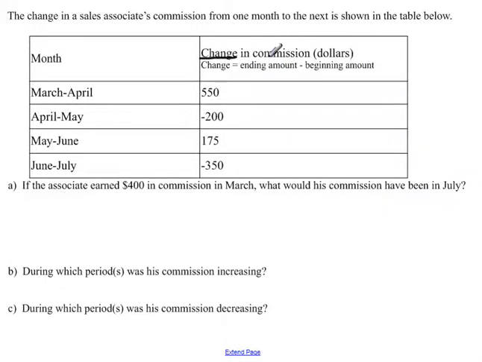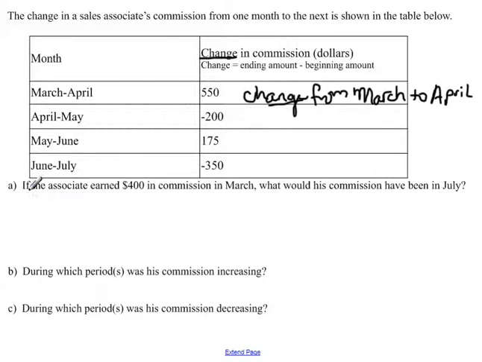Now, we don't know what the actual commission amounts were, so we want to be sure that we keep this in mind. This isn't saying that his commission was $550. This is saying that his commission changed from March to April. His commission changed by $550. So you want to be sure that you make a note of that, whether it's a strong mental note or even just jot it down on your paper. Let your paper help you keep track of it. This is the change from March to April.